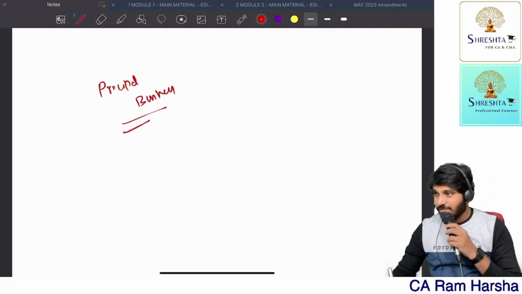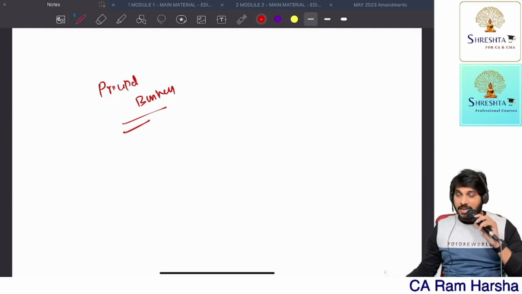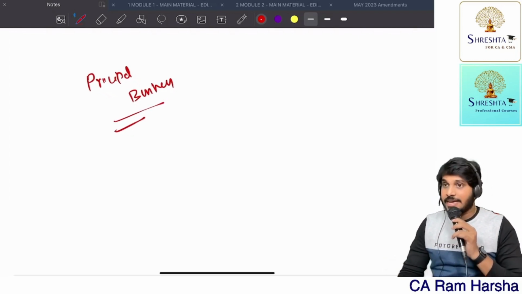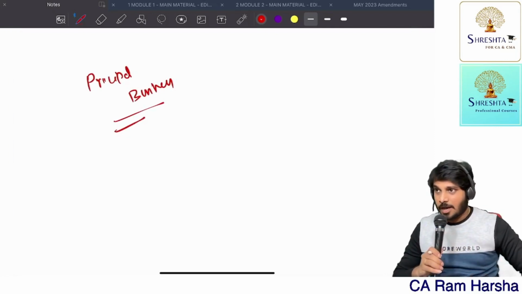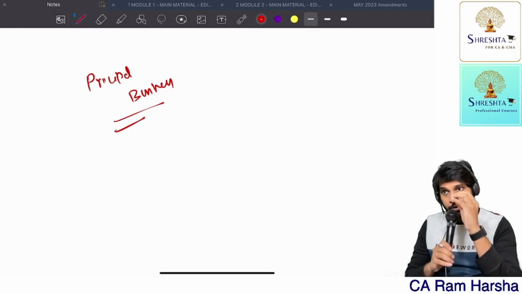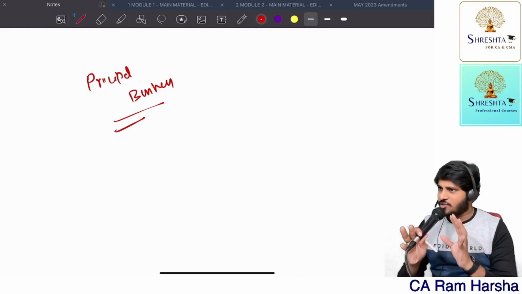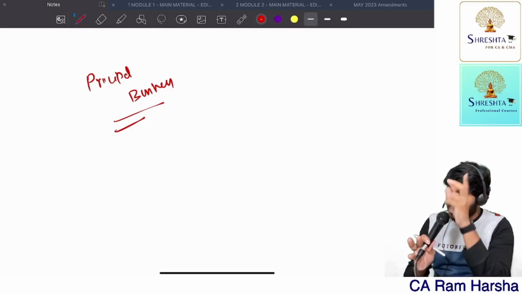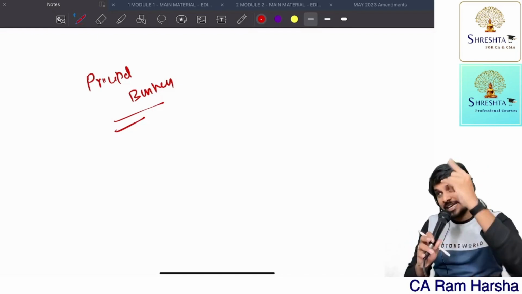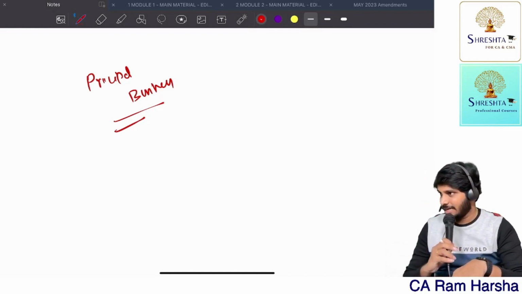In CA Inter, we have the NBFC accounts chapter, where we clearly explain how to compute principal business, how to evaluate this criteria. There are so many financial words used in NBFC, where we practically solve questions in the NBFC accounts chapter in CA Inter. Getting it?